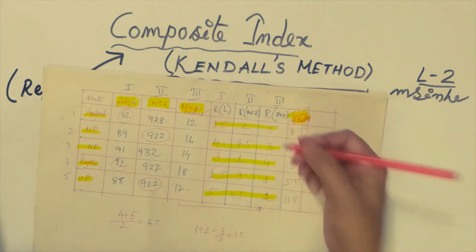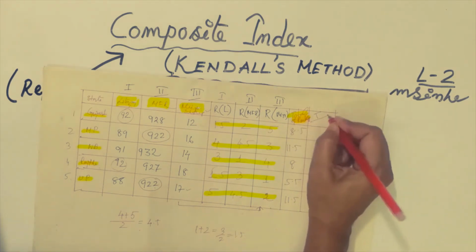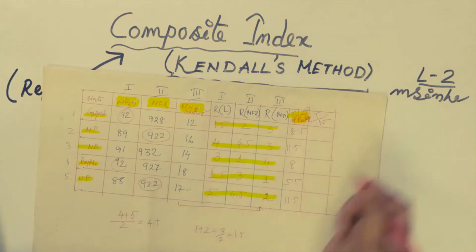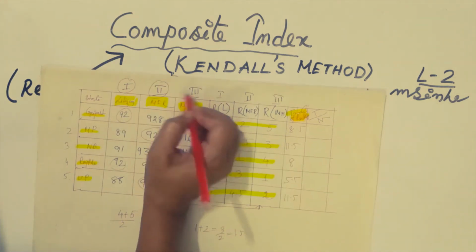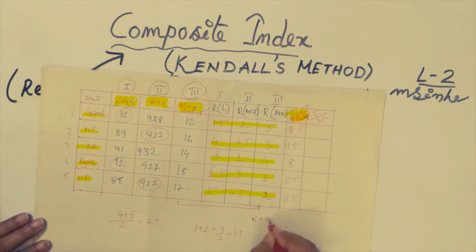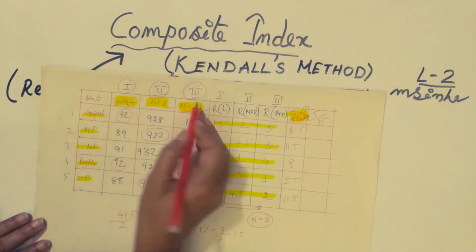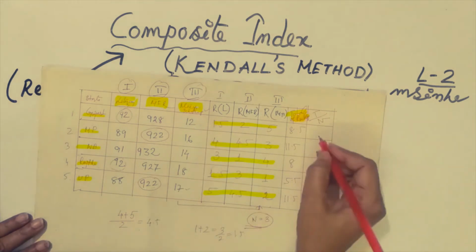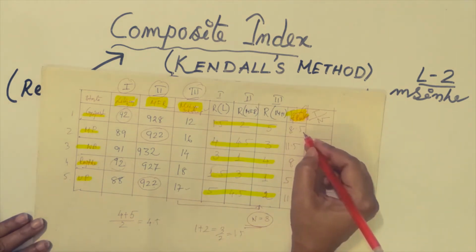And the next column is the total divided by n. What is n? The number of variables is n. Here n is 3. The number of variables is 3. So 8.5 divided by 3.